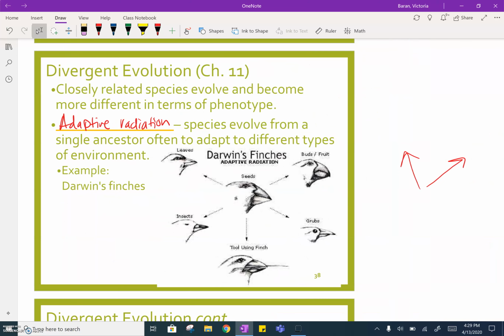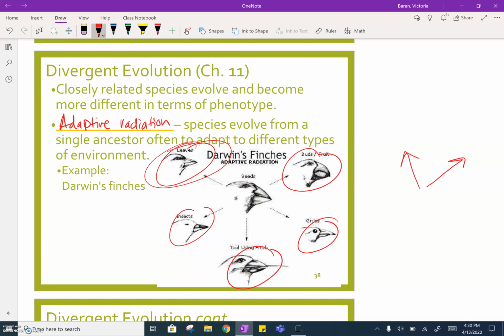Here with Darwin's finches, we had most likely a common ancestor. These are all still finches, so they're all still the same species, but they have all developed different beaks depending on the type of environment that they're in. So remember, these were found in the Galapagos, which is a chain of islands. So maybe there's an area of the island or an island where there's a lot of leaves, and this bird is adapted to eating those. Maybe there is an island where there is a lot of insects, or an area of the island where there's a lot of insects. We have this bird that is adapted to that.